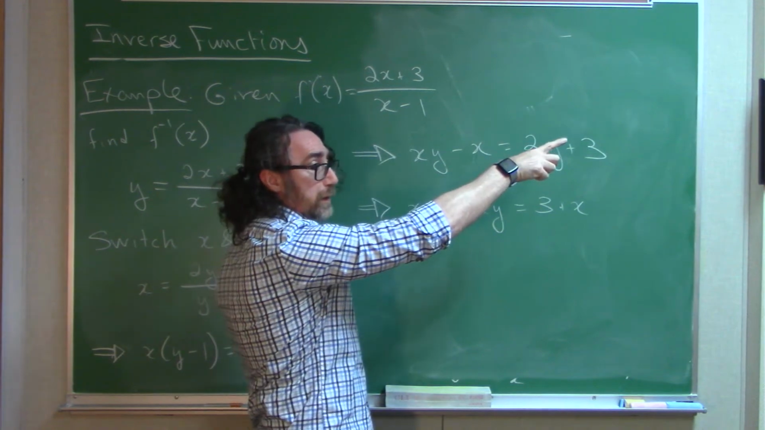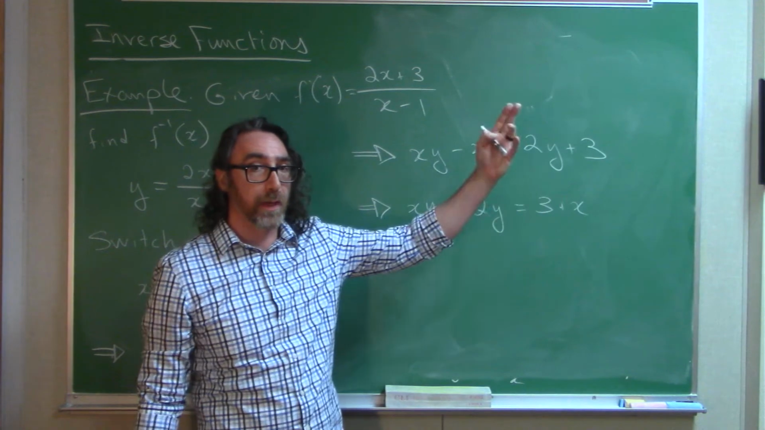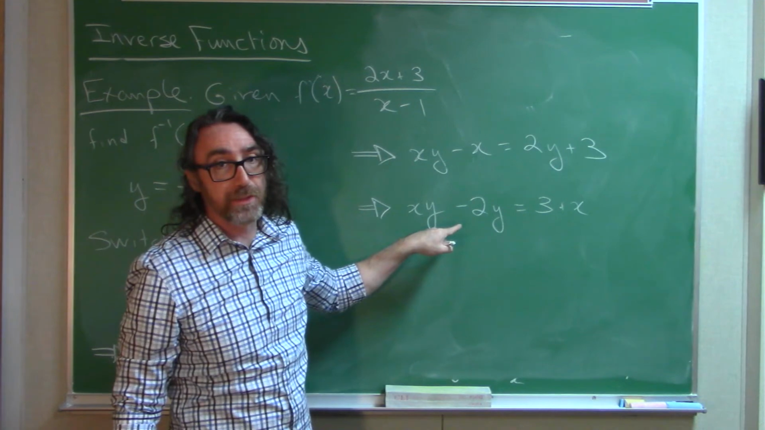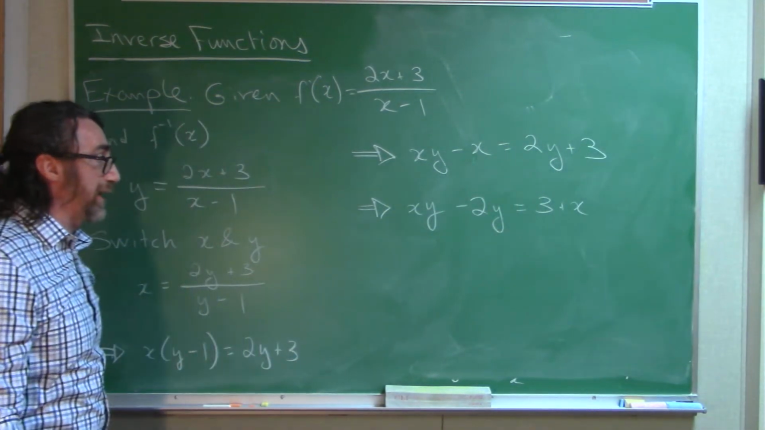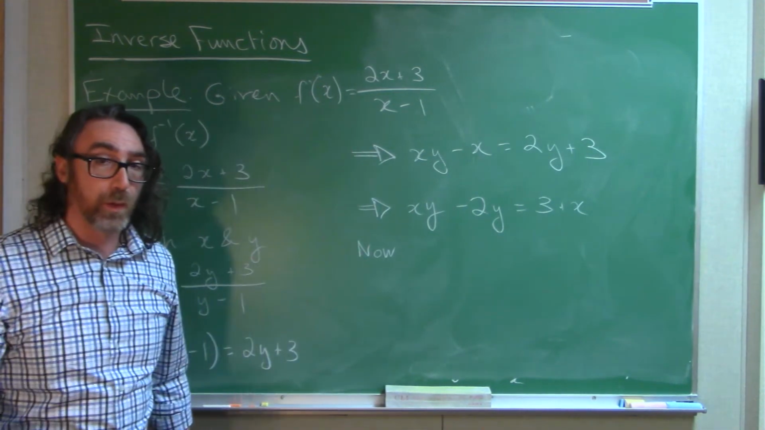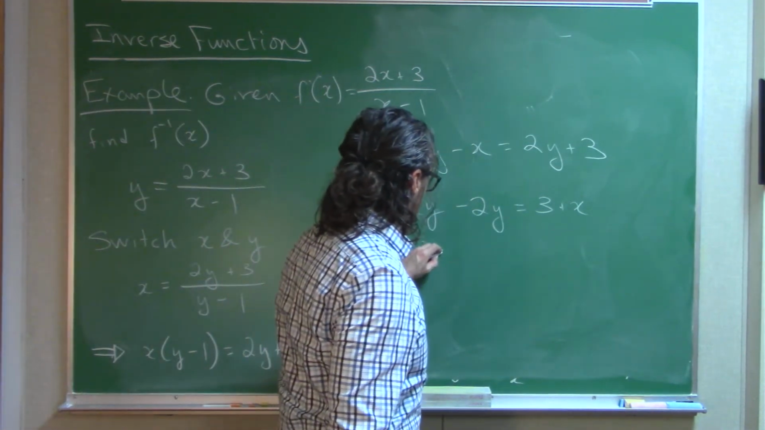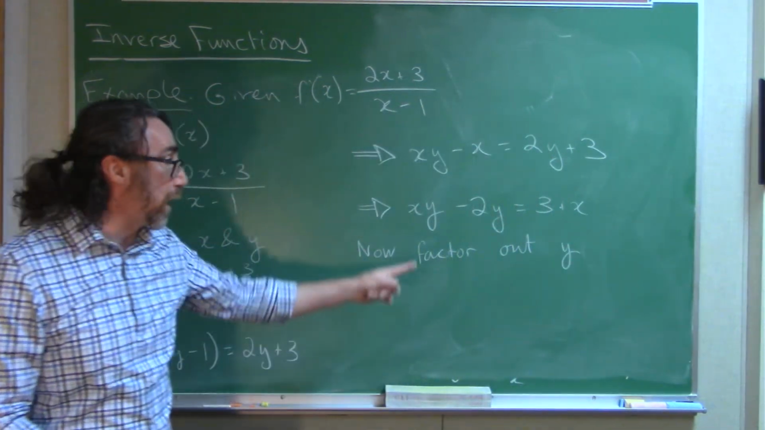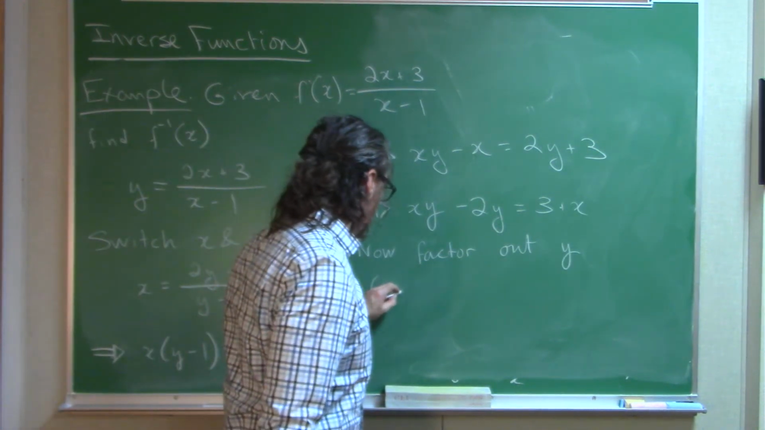How do you move this over to the other side? Well, you add x to both sides. That'll cancel this minus x here, and you'll get the 3 plus x over there. Why did I move this over to the left by subtracting? Well, this does have a y. So I want all my y terms on that side. Now here's the key step here. We're wanting to get y by itself on one side. Factor out a y. Notice all the terms on the left have a y. Factor out a y.